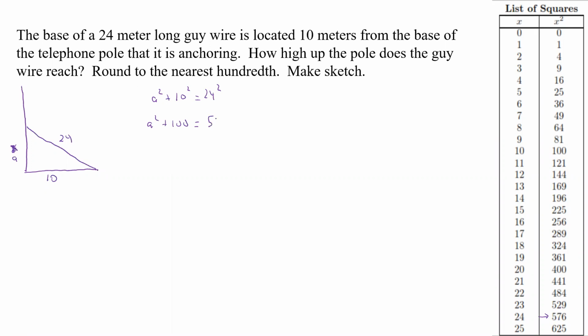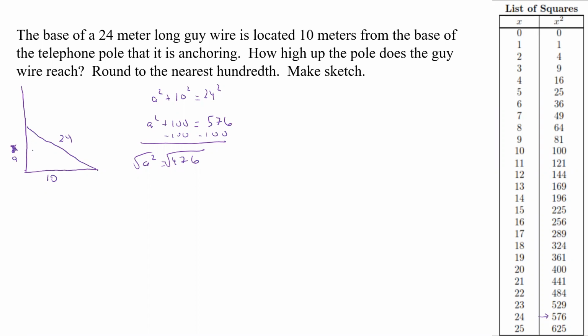576. So if we subtract 100, A squared is equal to 476. Now we take the square root of both sides, and again, we only want the positive because we're looking at a distance. From here to here is a positive distance.